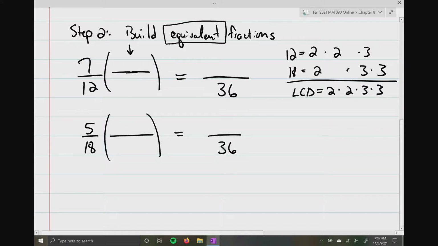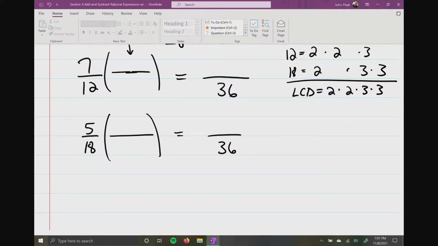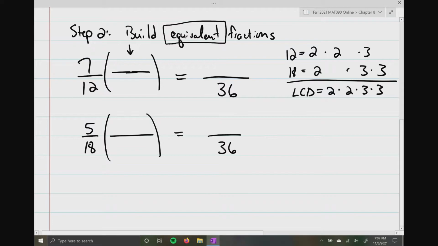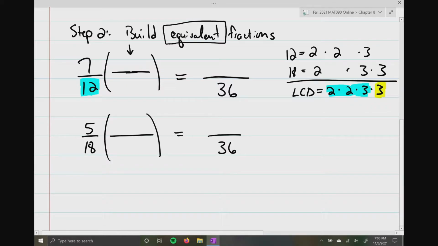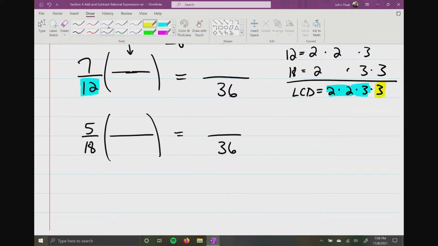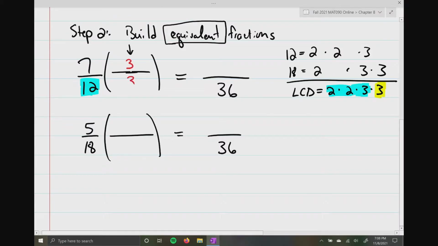All right, so I just paused the video so I can copy down my LCD again because I want us to see something. This is the key to this entire process. If I'm already starting with the number 12, I know 2 times 2 times 3 equals 12. The only number that I'm missing in my LCD is that 3. So I'm going to take that 3 and copy it down here. Now, if you look, 12 times 3 is 36, and 7 times 3 is 21.